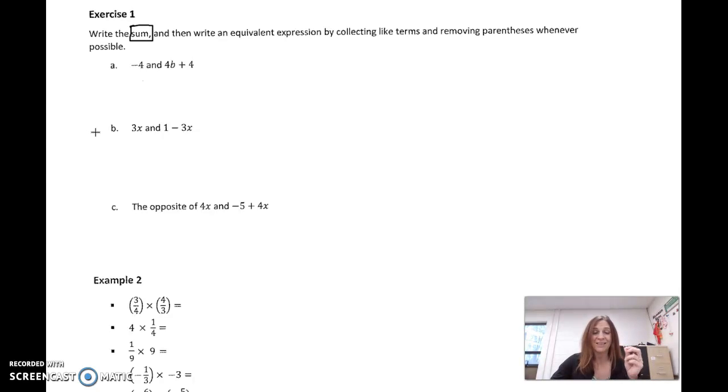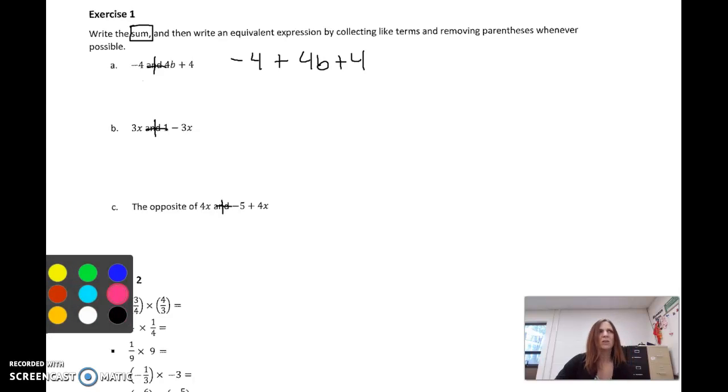Notice the sum here, that's a plus sign. Wherever we see the word and, we're putting a plus sign. And as you're going to see in another few examples, that's where we'll put the minus sign if it says something like difference. Okay, so we're adding negative 4 plus 4b plus 4.